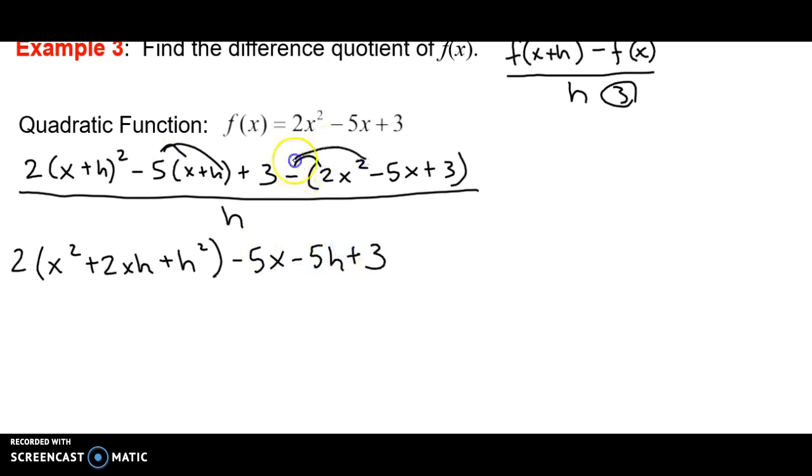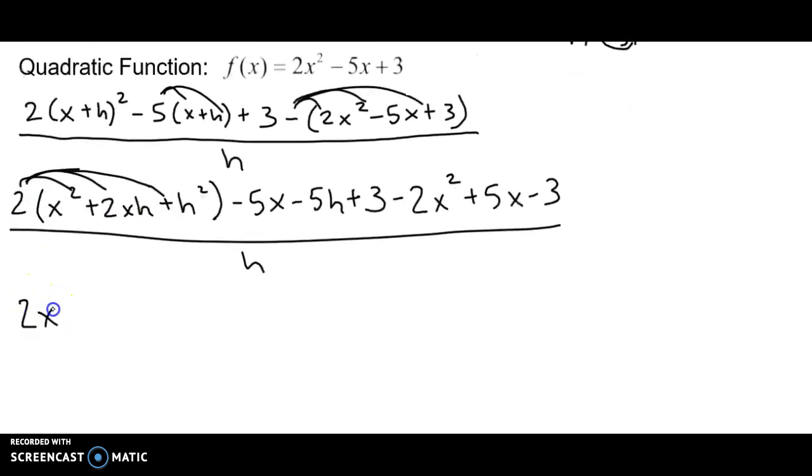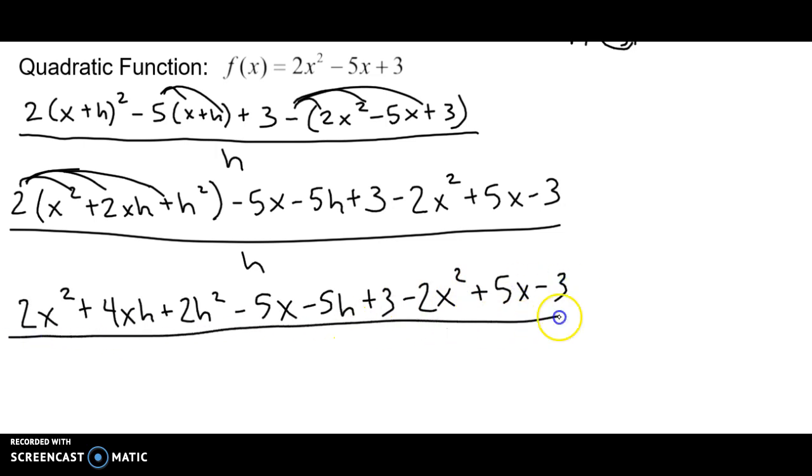I'm going to distribute this negative into each part. So I'll get minus 2x squared plus 5x minus 3, all over h. Then I'm going to distribute this 2 to each part. So I'll get 2x squared plus 4xh plus 2h squared minus 5x minus 5h plus 3 minus 2x squared plus 5x minus 3, all over h.